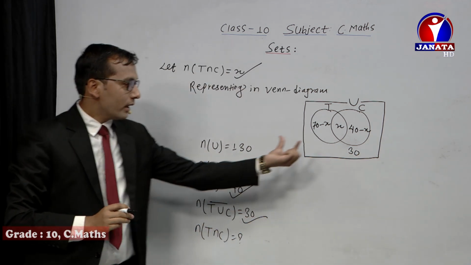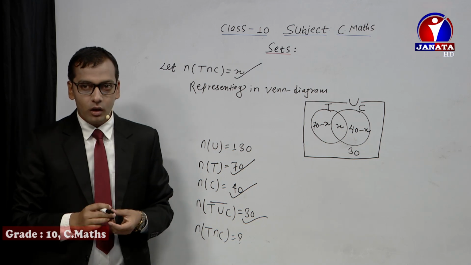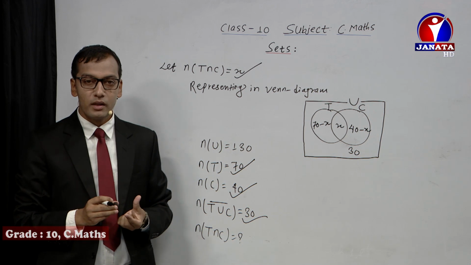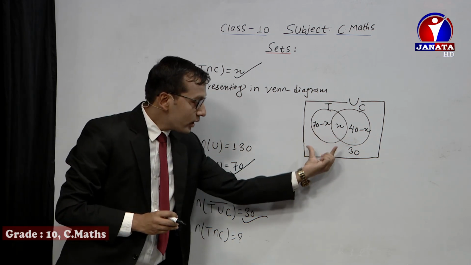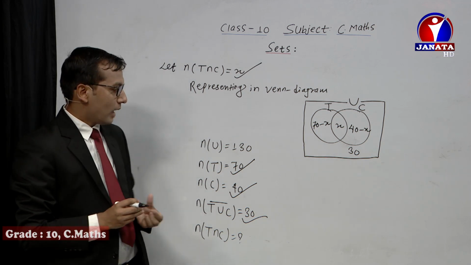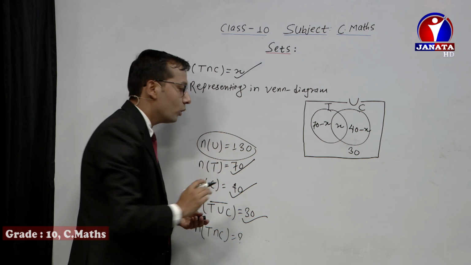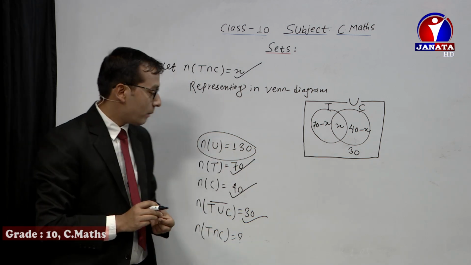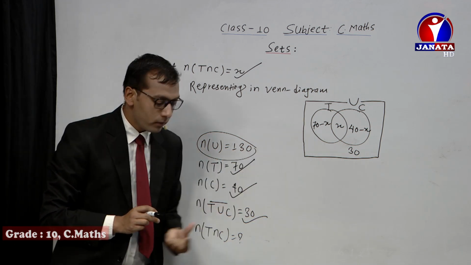Okay, so I hope we are getting this. We are getting the process of how we can insert the given information in a Venn diagram. So after inserting this information in a Venn diagram, except N of U, we have inserted all the information in the diagram. So by using N of U, 130, now we can solve for X.